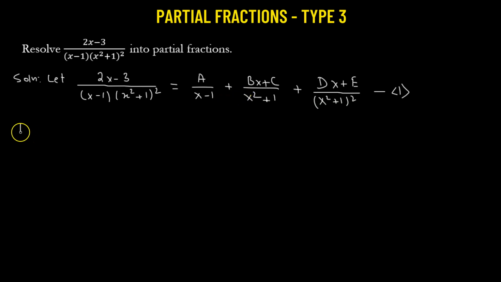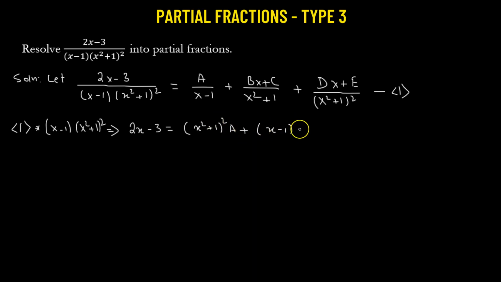Okay, so let's try to solve this. We'll begin with equation number 1, and we're going to multiply both sides with x minus 1 times x squared plus 1 whole square. In doing so, on the left hand side we're left with only 2x minus 3, which will be equal to x squared plus 1 whole square multiplied to A, added to x minus 1 times x squared plus 1 multiplied to Bx plus C, and then x minus 1 multiplied to Dx plus E.